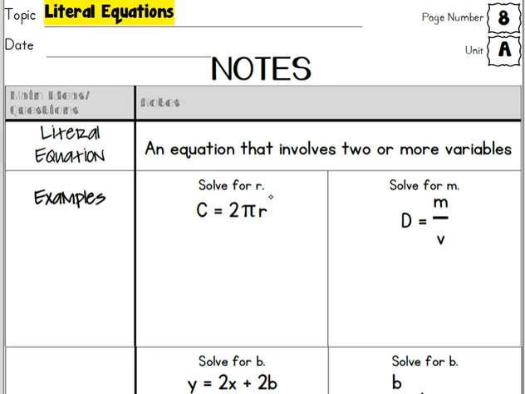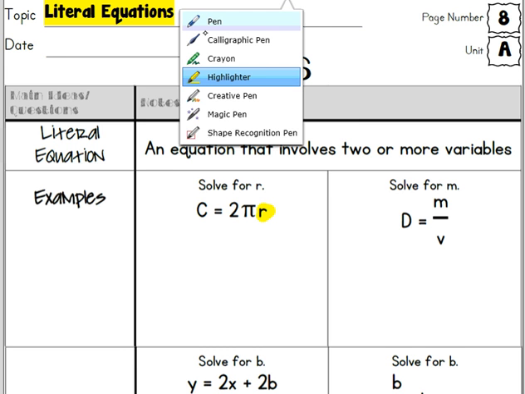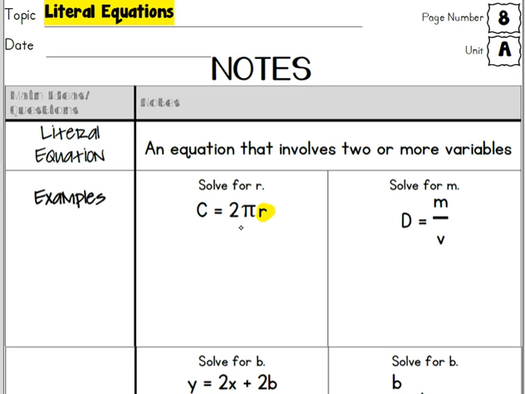Our first example says to solve for r. I'm going to highlight what we're trying to get by itself. In this case, we're trying to isolate the r. We need to find out what operation is taking place between 2 pi and r. In this case, we are multiplying those values together, the 2, the pi, and the r. So to undo that multiplication and to get r by itself, we need to divide by 2 pi.